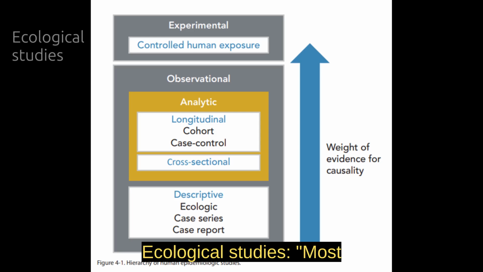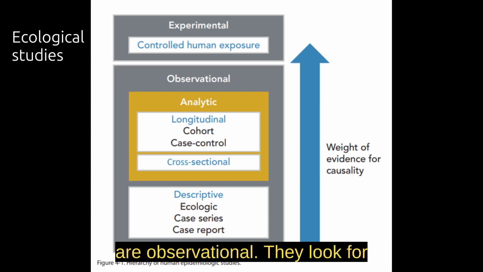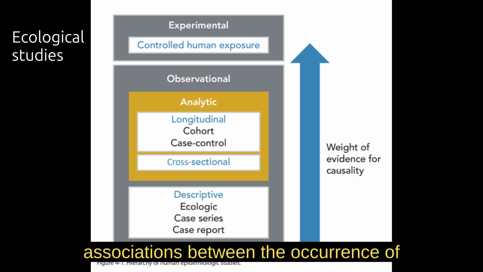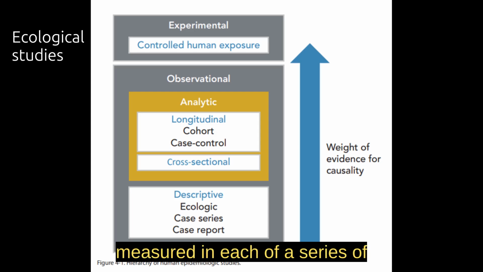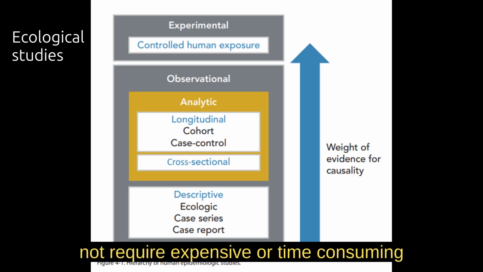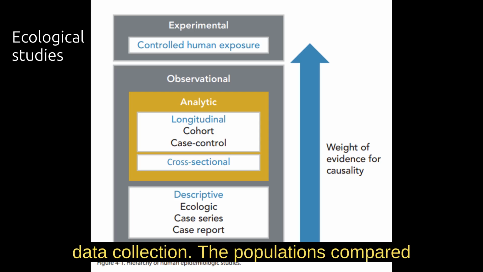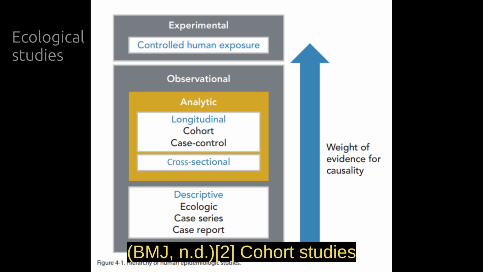Ecological studies. Quote, most epidemiological investigations of etiology are observational. They look for associations between the occurrence of disease and exposure to known or suspected causes. In ecological studies, the unit of observation is the population or community. Disease rates and exposures are measured in each of a series of populations, and their relation is examined. Often the information about disease and exposure is abstracted from published statistics and therefore does not require expensive or time-consuming data collection. The populations compared may be defined in various ways. Close quote, BMJ, ND, 2.